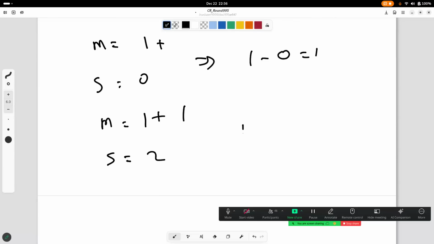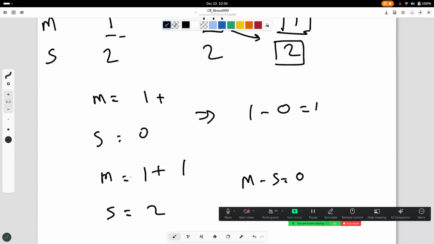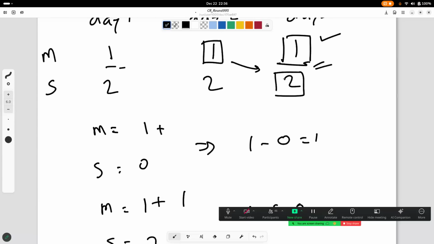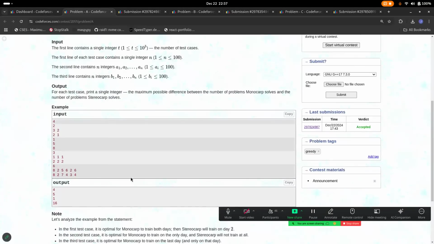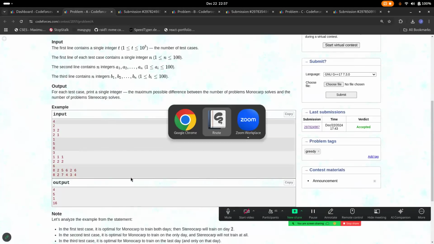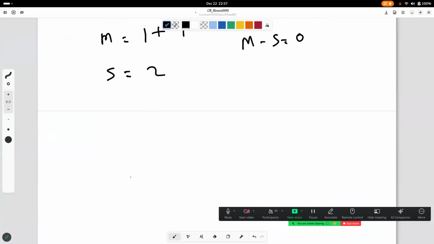So basically, we would have m minus s equal to 0 in this case. So we have a better answer where we just solve the last problem, that is problem 1, and s is not able to solve any other problem. So our answer, like the maximum answer, would be 1.